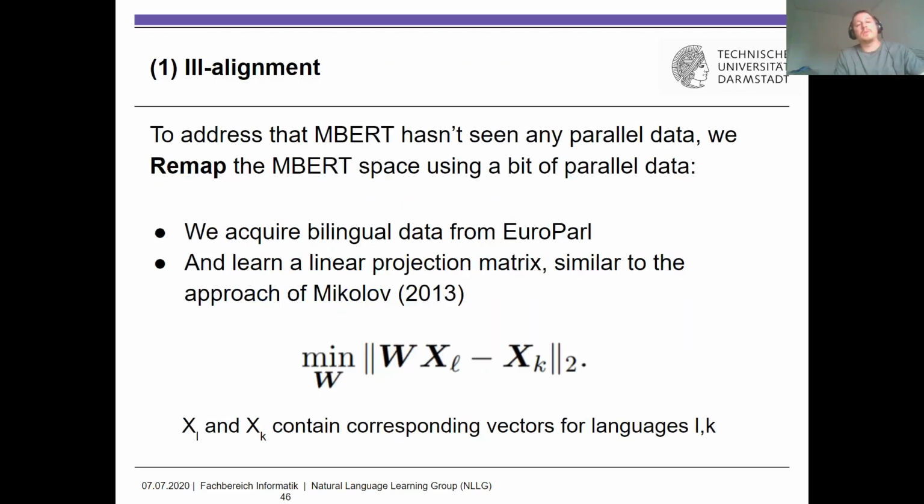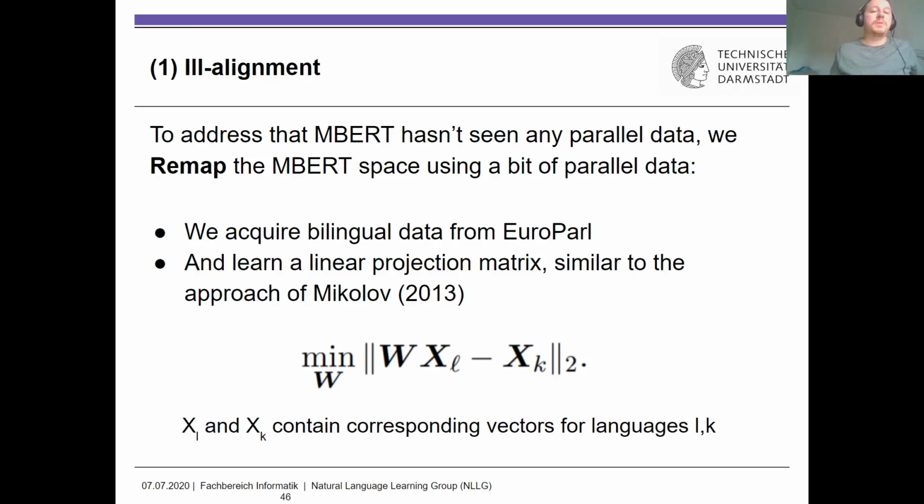But first, let's talk about the misalignment. The misalignment of multilingual BERT is that multilingual BERT hasn't seen any parallel data, so it doesn't know that Vater and father are translations of each other.